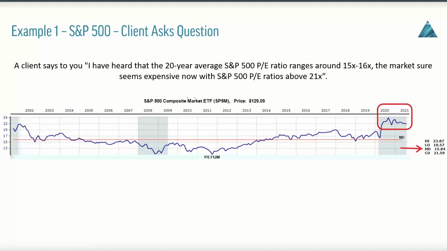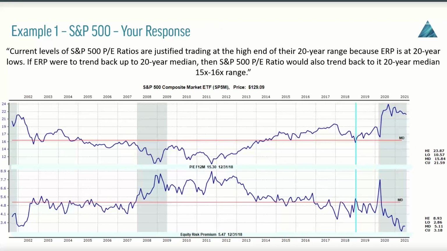So let's go through just a couple of quick examples. I think this will be very, very helpful to everyone just based on several questions that I received over the past week or 2. So a client says to you, hey, I've heard that the 20-year average S&P 500 PE ratio ranges roughly between 15 and 16 times. The market sure seems expensive now with the S&P 500 PE ratio sitting well above 21x. And my response to that would be that the current levels of the S&P 500 PE ratios are justified trading at the higher end of their 20-year range because that equity risk premium is at 20-year lows.